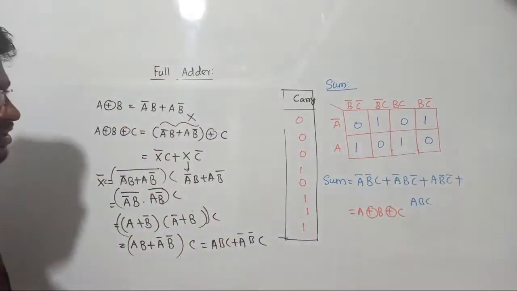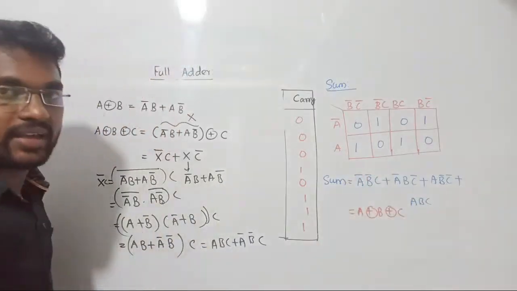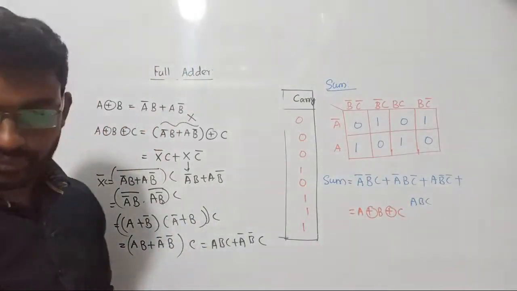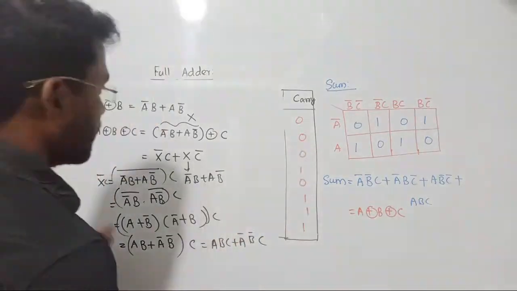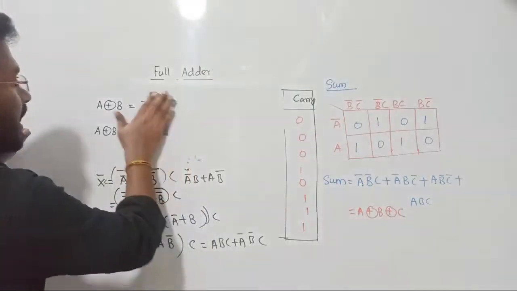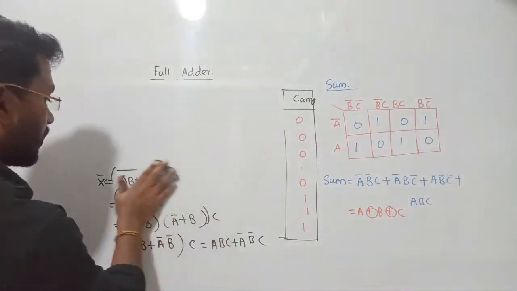So what is the conclusion? a XOR of b XOR of c is equal to this one, right? So this is known as a XOR of b XOR of c only. Clear? Similarly, we have to realize the carry, right? So let us put these things. If you find the values for carry, what are you going to get? Let's see what we are going to get for carry.